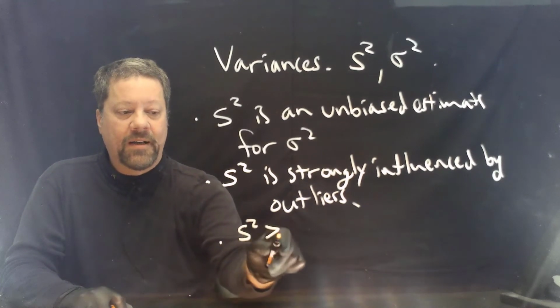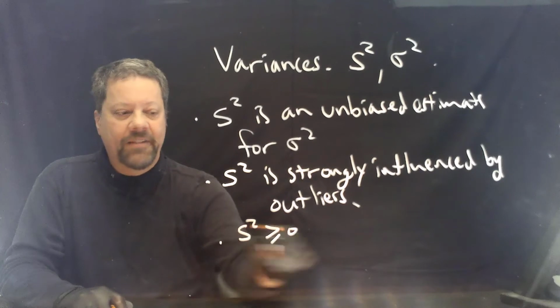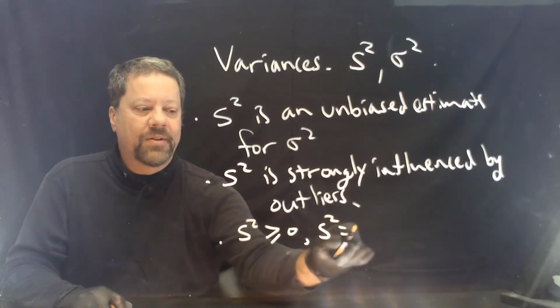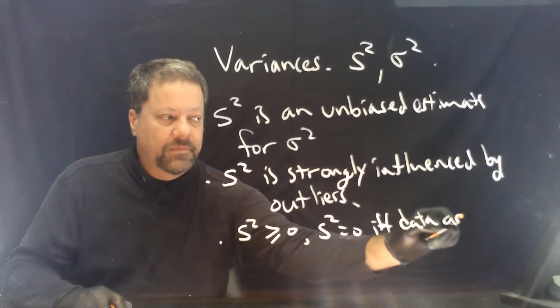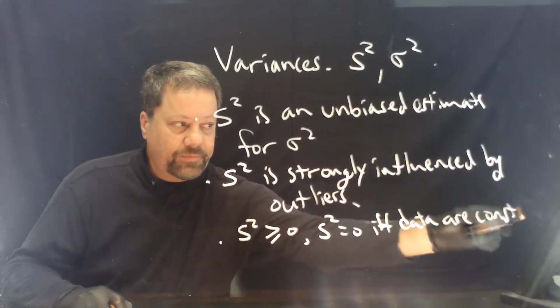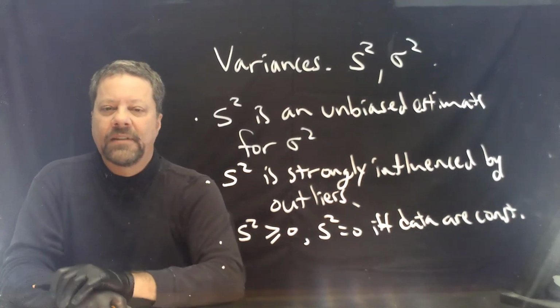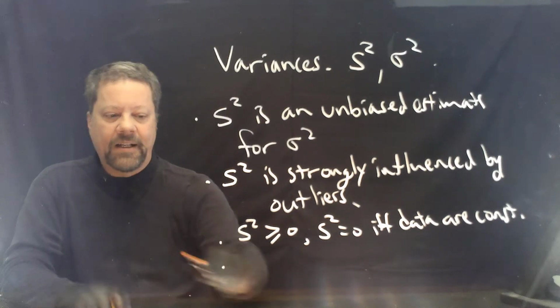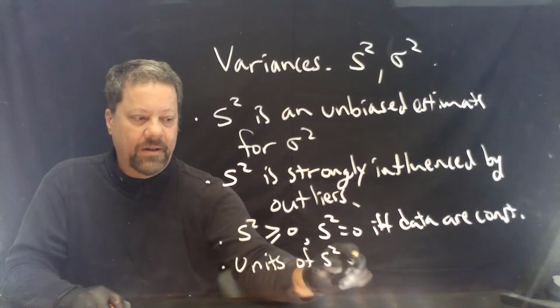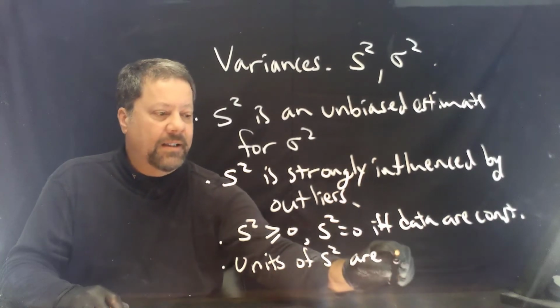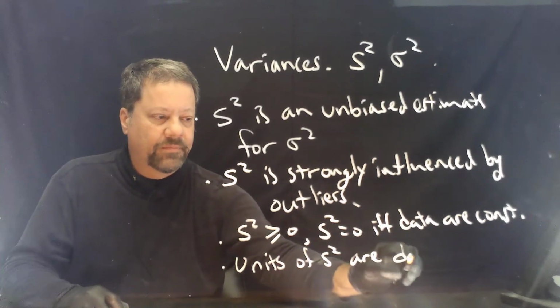S squared can't be negative, and of course S squared is 0 if and only if the data are constant. They're all the same value. And finally, the units of S squared are data units squared.